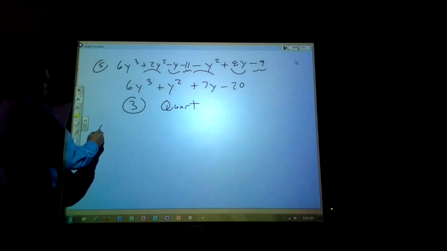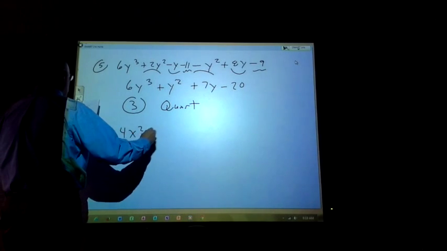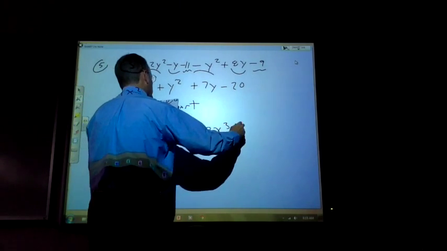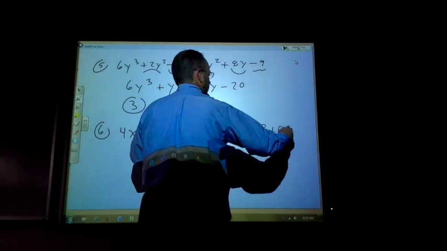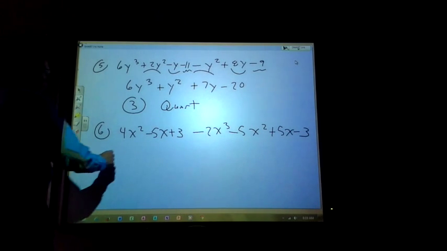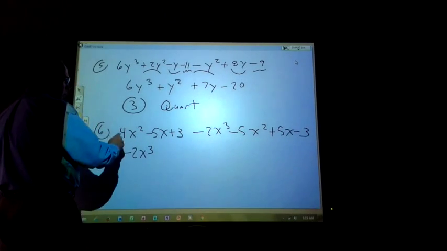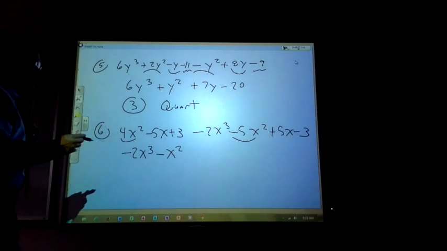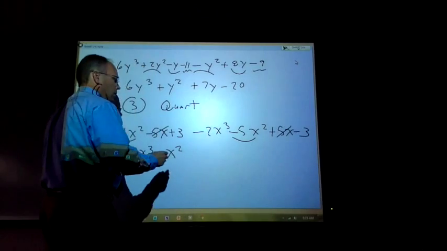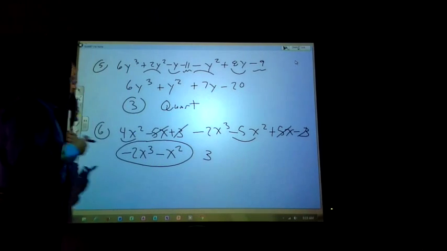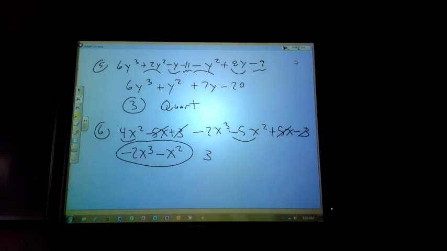Number 6. Again, I'll write the first one, I'll drop the parentheses, no problem. And then I'll distribute the negative here. Get that? Putting it in order, it looks like negative 2x to the third is first. Then I combine this and this. That's going to give me negative x squared. These cancel out because they're opposite terms. And these cancel out because they're opposite terms. Third degree. It's binomial. Raised to the third power.